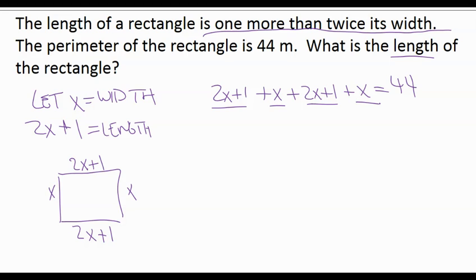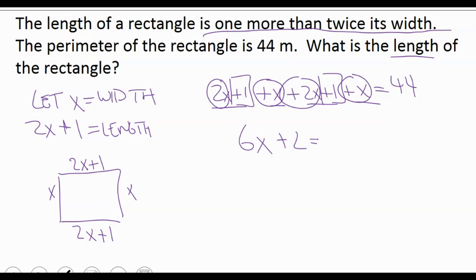I got to combine my like terms. I got a 2x plus x plus 2x plus x. So that's 6x right there. Remember, there's no number in front of the x, that's a 1, so 1x. So 2x plus 1x plus 2x plus 1x, 6x. My numbers, I got a 1 and another 1, so that's just 2, and this equals 44. So solve this equation, subtract 2, 6x equals 42, divide by 6, we get x equals 7.